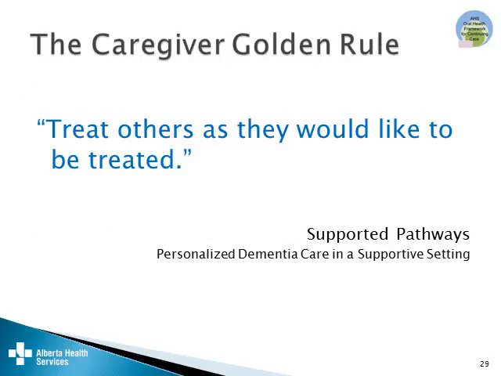The golden rule of caregiving is to treat others as they would like to be treated. Taken from Supportive Pathways.